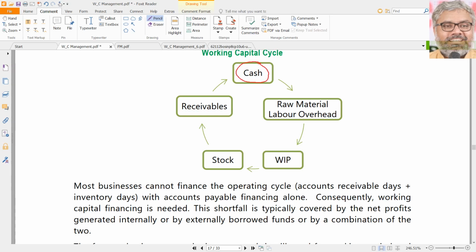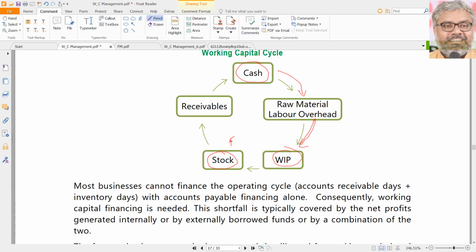How? Cash is the one with which the business starts. It spends on various costs, including material, labor, and overhead costs. By spending them, directly finished product will not come, as some work in progress will be there at any particular point of time. So work in progress will be generated, and that work in progress, once the work is completed, becomes finished goods that will stay in the godown as closing stock.